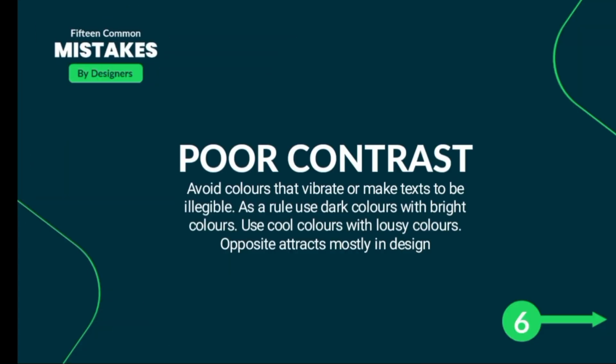Another mistake you should avoid: poor contrast. Avoid colors that vibrate or make text illegible. Now, as a rule, use dark colors with bright colors. Use cool colors with warm colors. Opposites, they say, attract, and this works with design. So when you are combining color, make sure your colors contrast very well. Don't use colors that will repel the eyes or vibrate when you look at them, or colors that will make your letters illegible. So always avoid using such kind of combination.